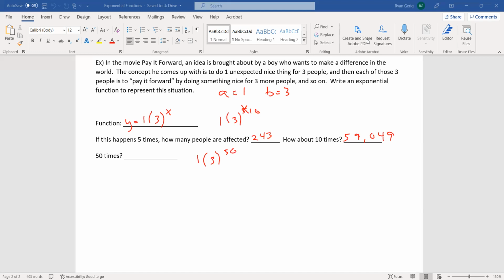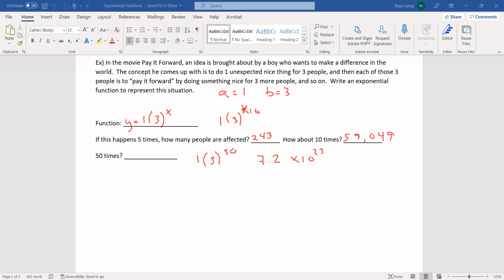What happens if it happens 50 times? Okay, 3 to the 50th power, huge number. Doesn't even fit on your calculator, not even close. All right, so it's 7, and there's a lot of decimal points. So I'm just going to round to the nearest 10th. So I'm going to say 7.2. Or 7.17. So I'm going to do 7.2 times 10 to the 23rd people.